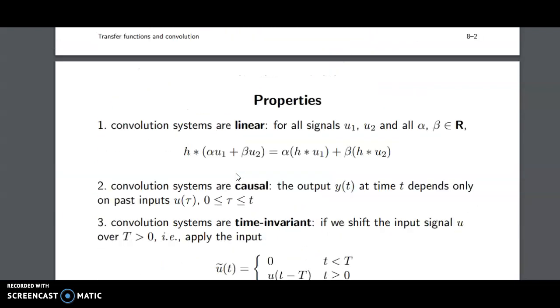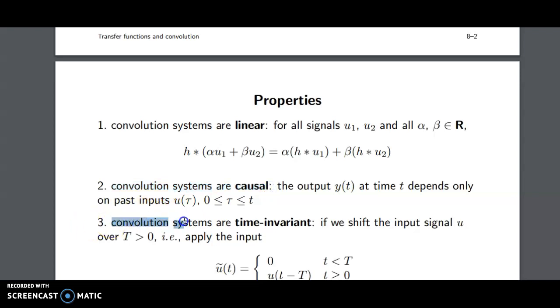Properties of convolution: you can see there are 4 properties of convolution. First, convolution systems are linear, meaning they are directly proportional. Second, convolution systems are causal, meaning that the output at time t depends on the past input. So if u(t) equals 0, then y(t) equals 0 for t less than 0.